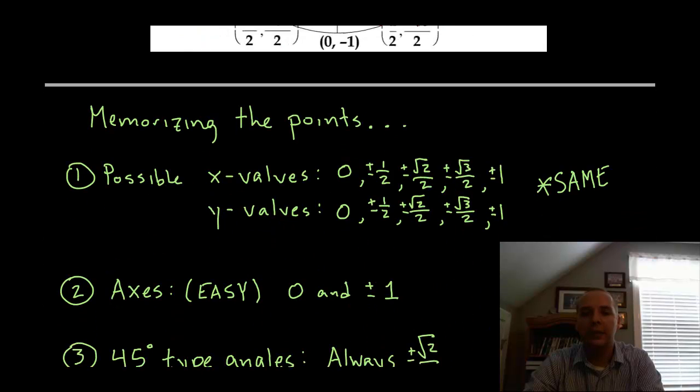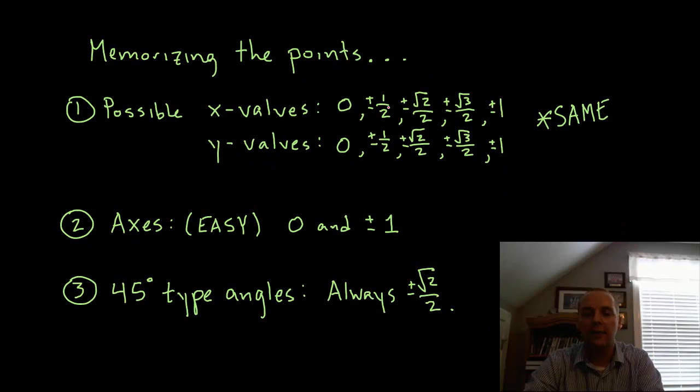So you basically get the terms 0, a half, root 2 over 2, root 3 over 2, and 1, maybe positive, maybe negative. We'll deal with those later. But that's the x and the y values that you get. Now, where are all these guys occurring? Well, let's just go through these one at a time.